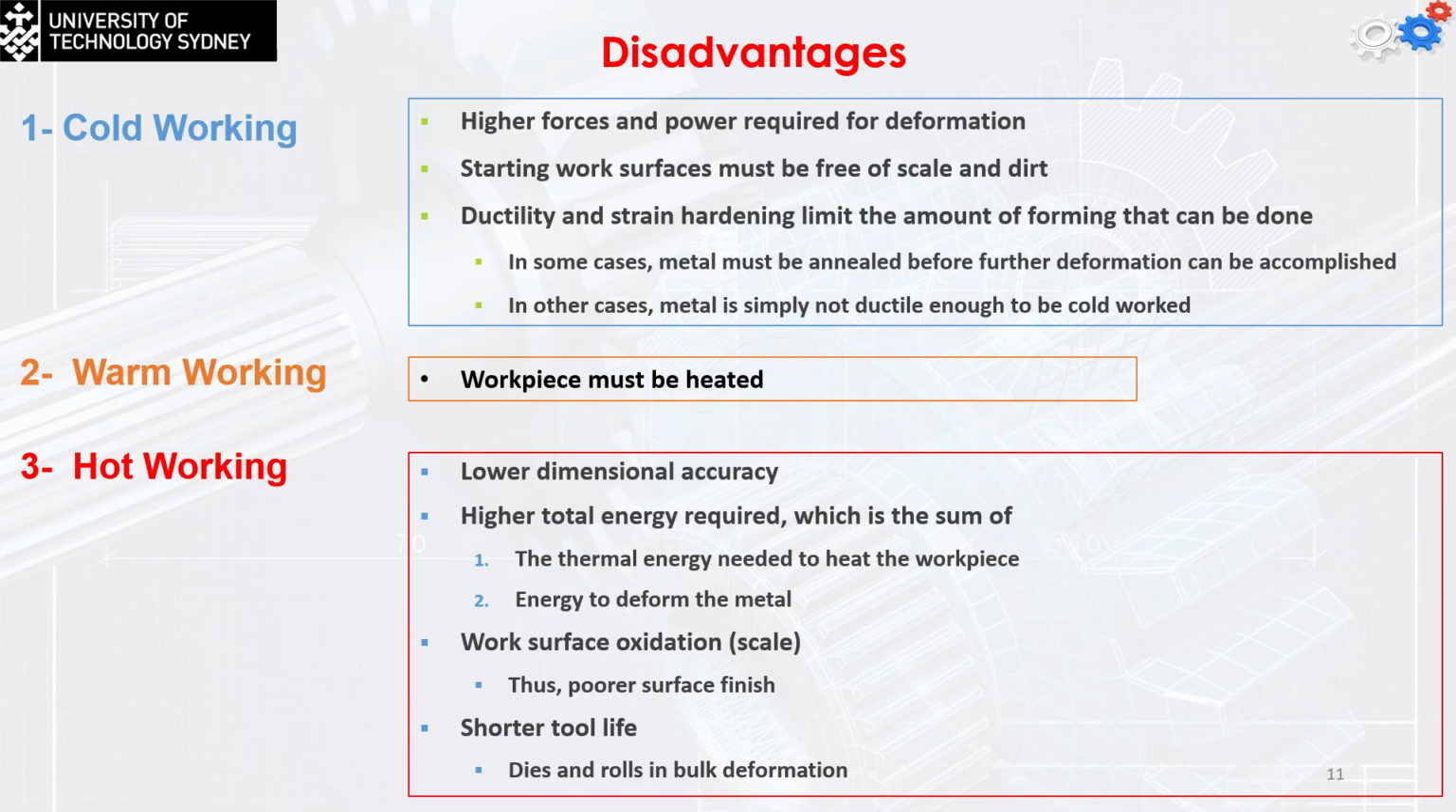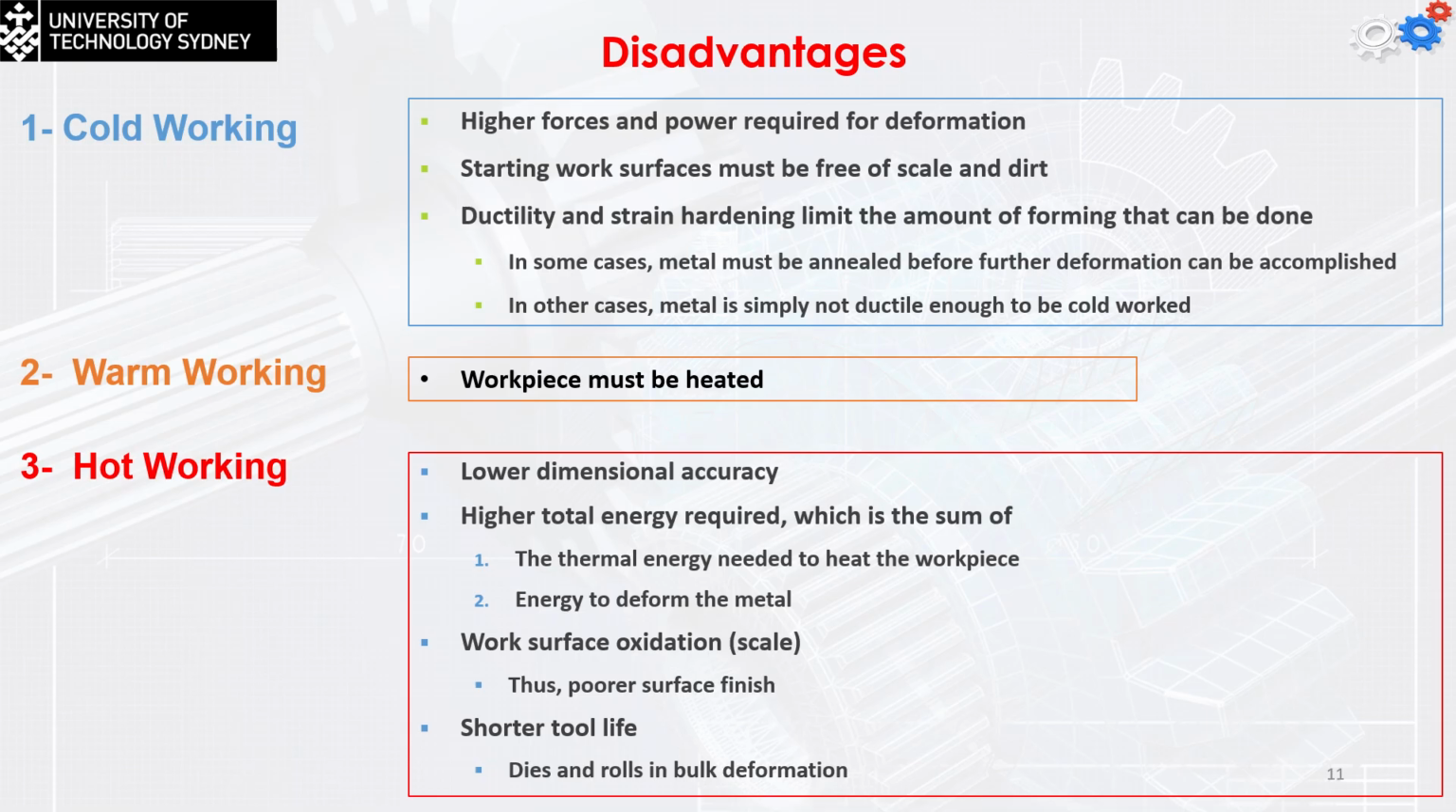Still, each operation has disadvantages. For the cold working, because we don't increase the temperature, the stress is going to be quite high, and this requires higher forces and power for this operation. Also, the starting work surface must be free of scale and dirt. The ductility and the strain hardening limit the amount of forming that can be done. In some cases, the metal must be annealed before further deformation can be accomplished. In other cases, the metal is simply not going to be ductile enough for cold working, so we cannot use it for the cold working.